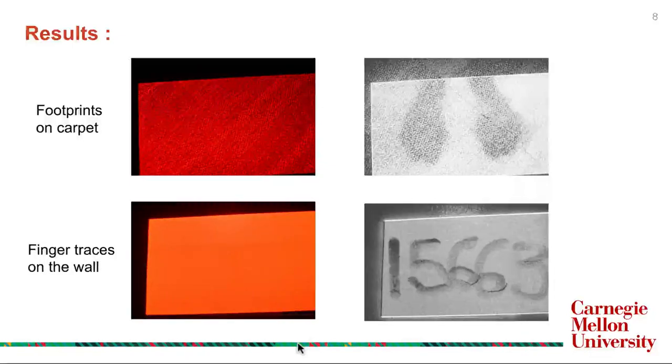Similarly, with my hand, I just traced out the course number 15663 with my bare hand on the wall, and visually from the captured image, you cannot see it, but from the similarity map, you can see the digits clearly.